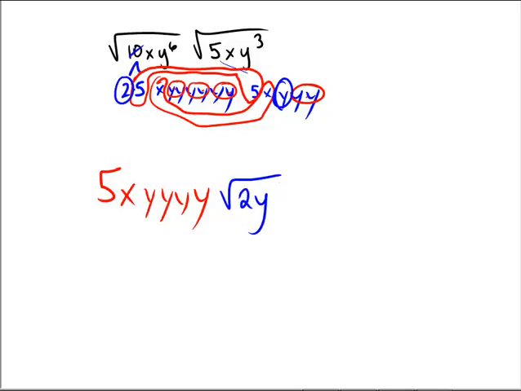And so our final answer here is going to be a 5x, 4 copies of y, so y to the fourth, and then a radical of 2y.